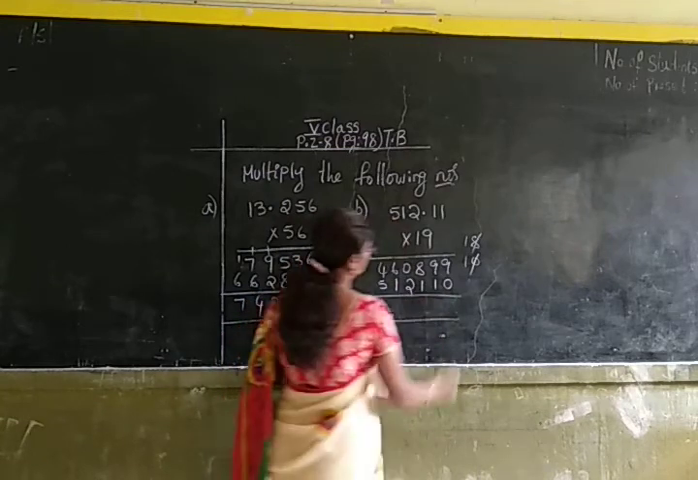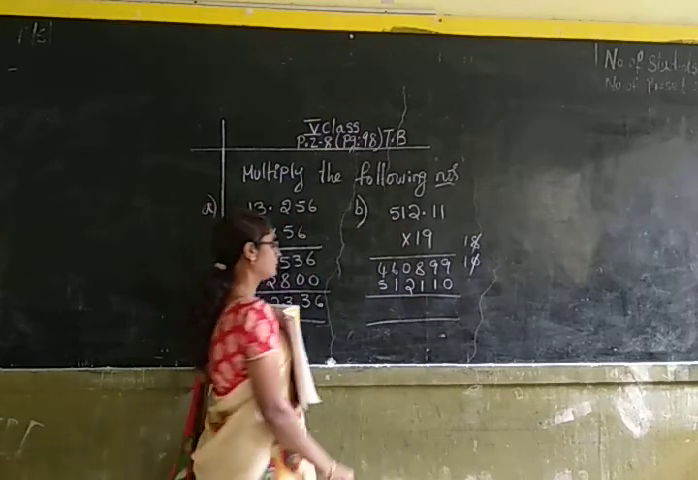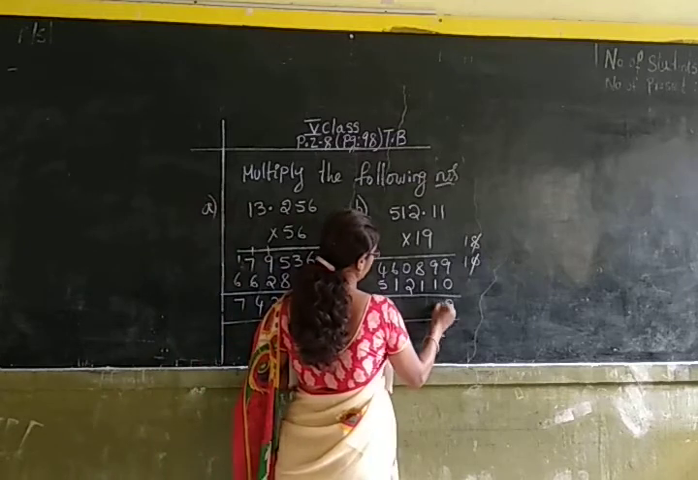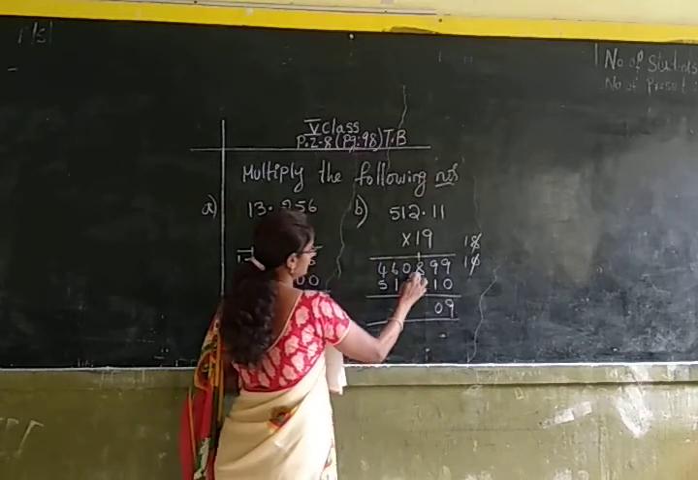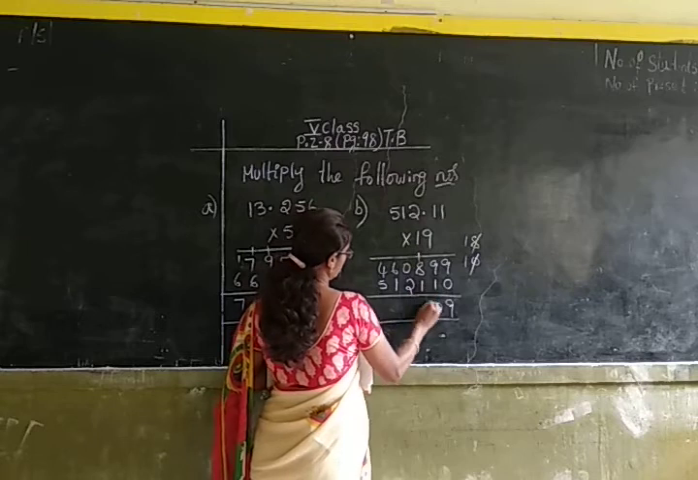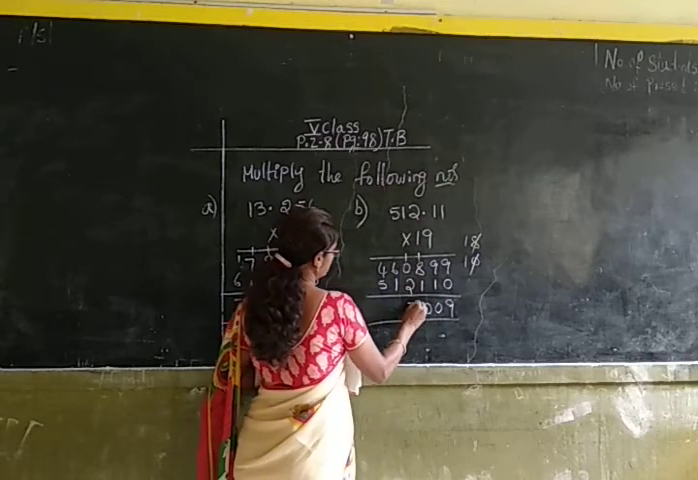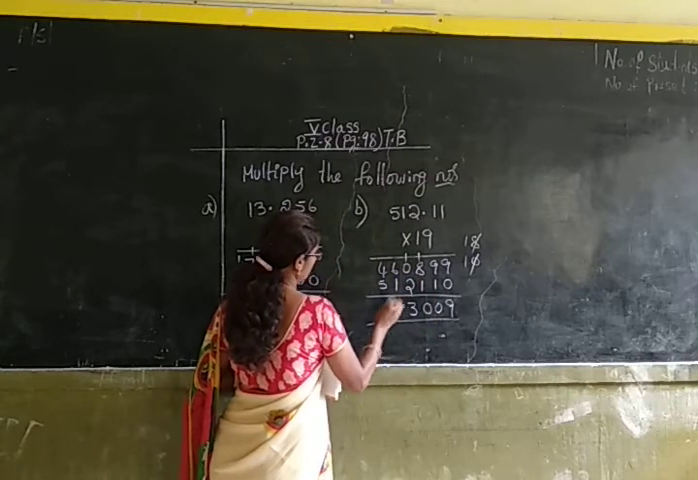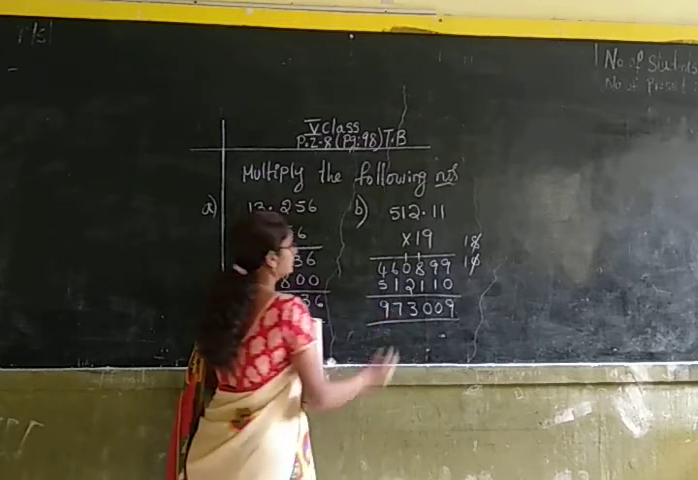Now let us add both the products. 9 plus 0 is 9, 9 plus 1 is 10, 8 plus 1 is 9, 9 plus 1 is 10, 2 plus 1 is 3, 6 plus 1 is 7, 5 plus 4 is 9.